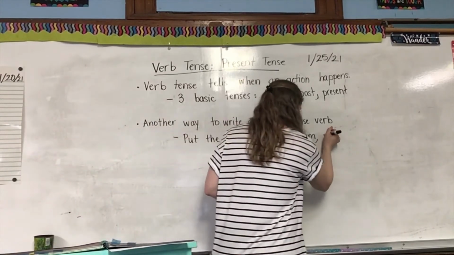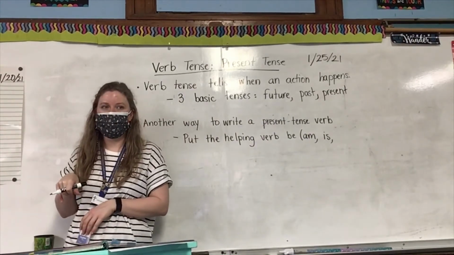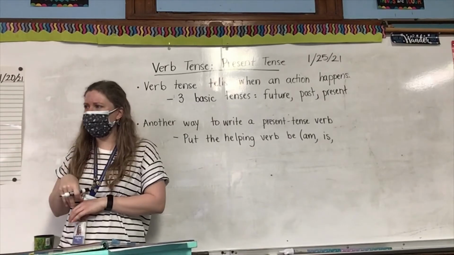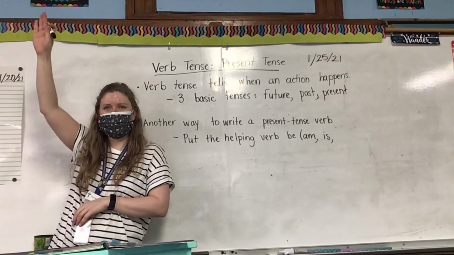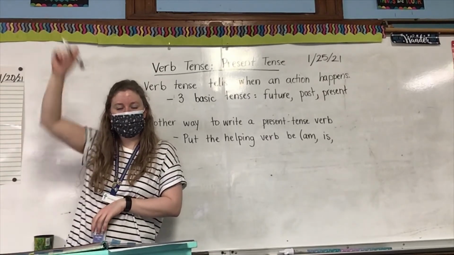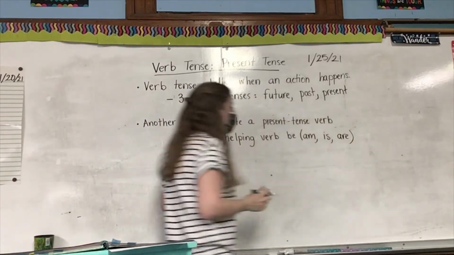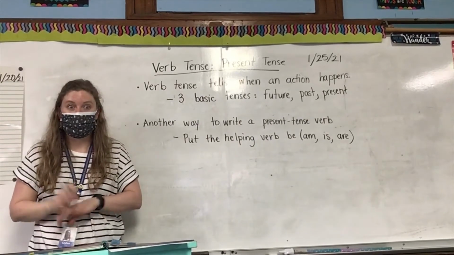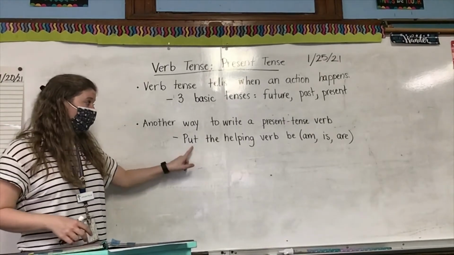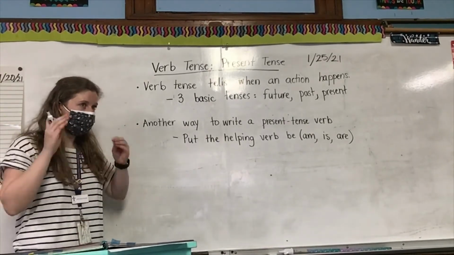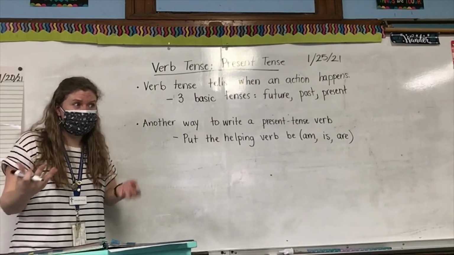She is looking at the sky. What if I'm talking about them? They be looking at the sky. Is that right? They is looking at the sky. They am looking at the sky. What do I say? Smith? They are looking at the sky. So that's what it means by adding the helping verb be. I'm not actually going to add the word be. So this other way to write a present tense verb is first put the helping verb be, but are we actually going to write be? No, because that's not how we talk.